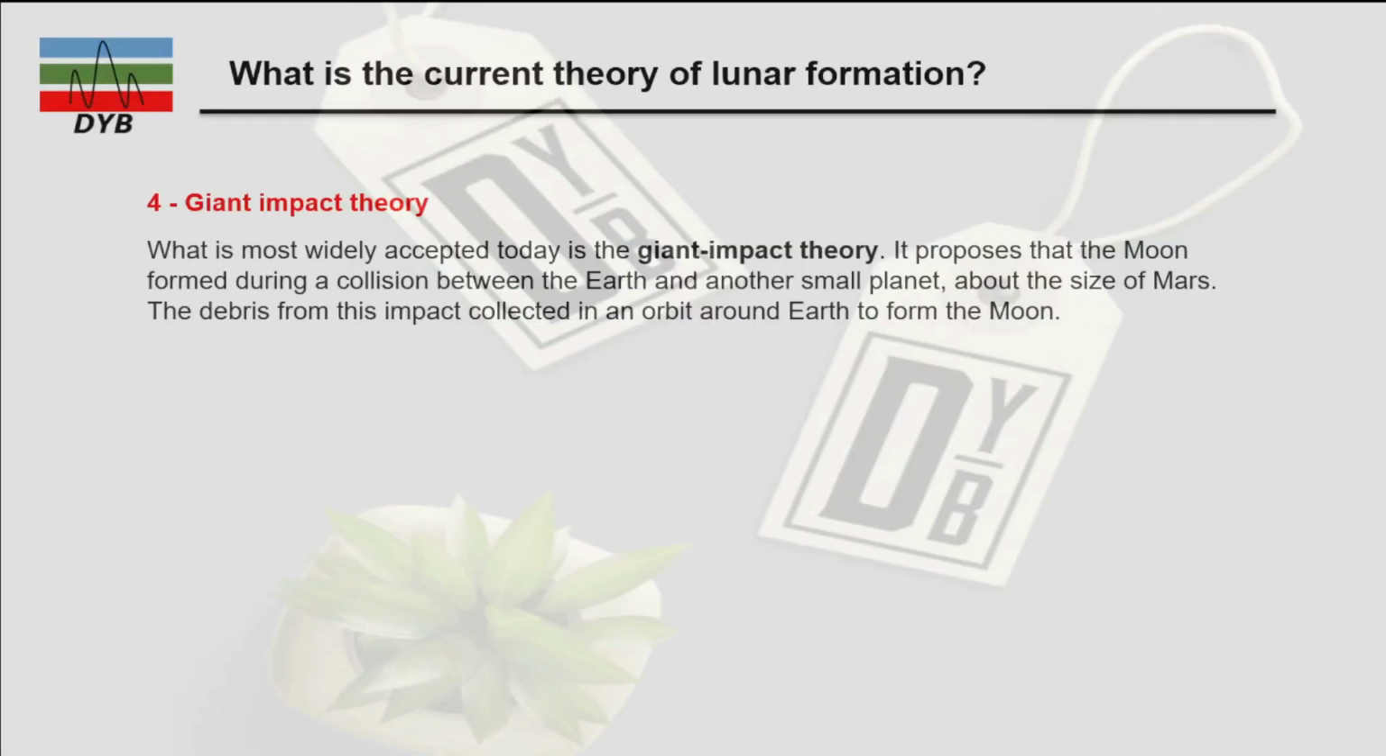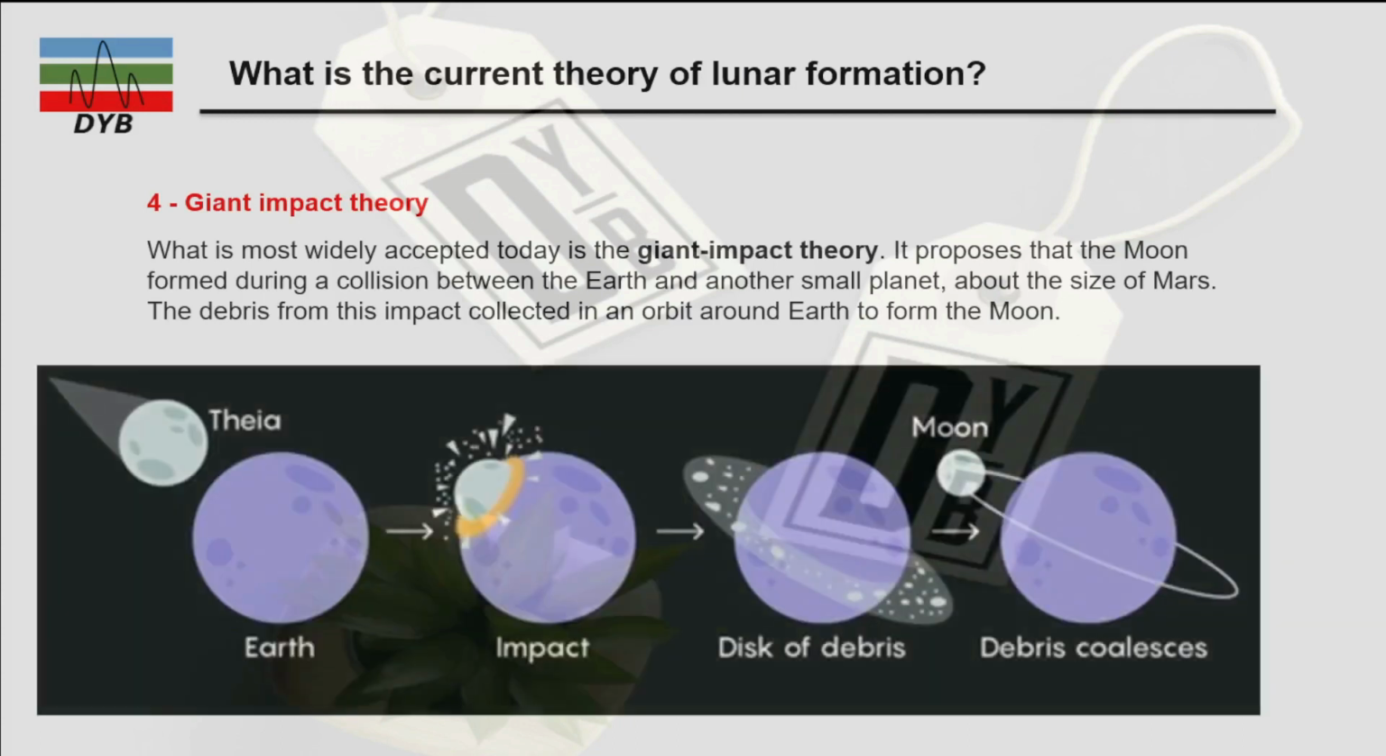The fourth theory is the giant impact theory, which is the most widely accepted theory today. It proposes that the moon formed during a collision between the Earth and another small planet about the size of Mars. When it hit the surface of the Earth, the debris came out and formed a disk of debris, which was revolving around the Earth.